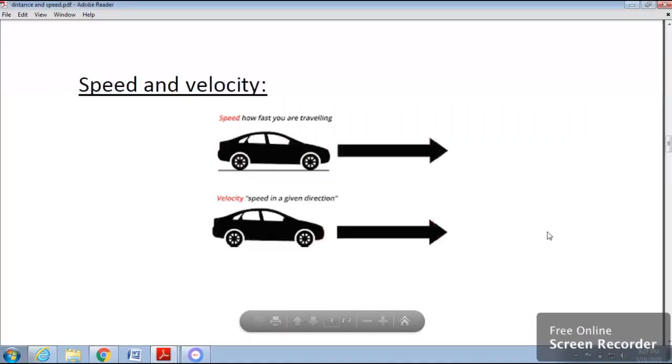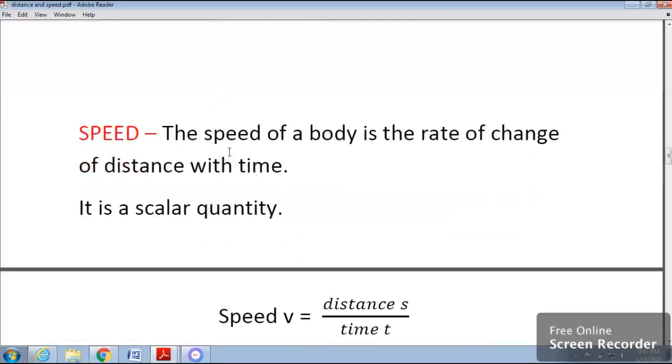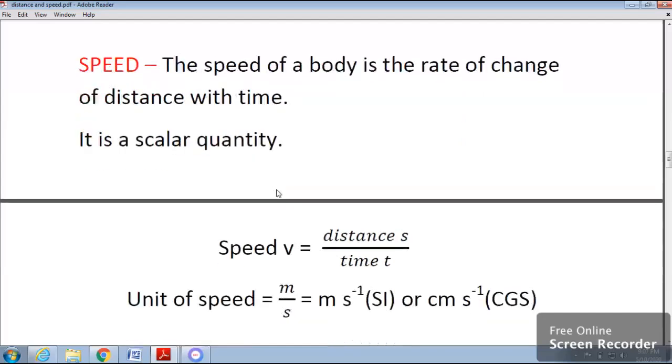Moving on to the next topic, speed and velocity. Speed shows how fast you are traveling. Velocity is speed in a given direction. When direction is added, it becomes velocity. Speed: the speed of a body is the rate of change of distance with time. It is a scalar quantity.